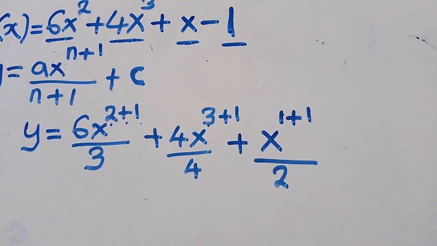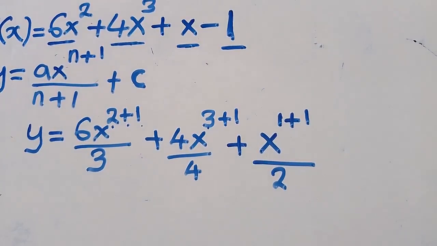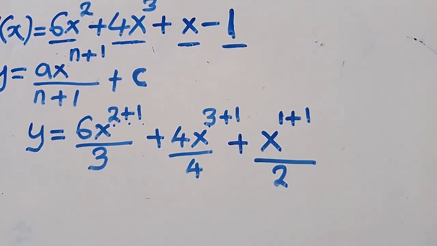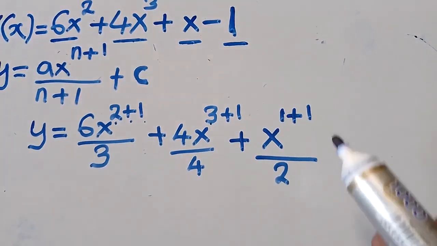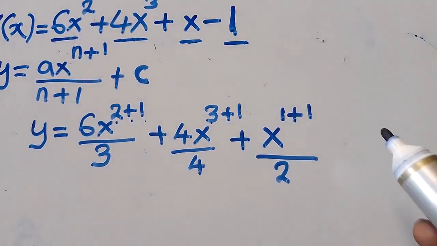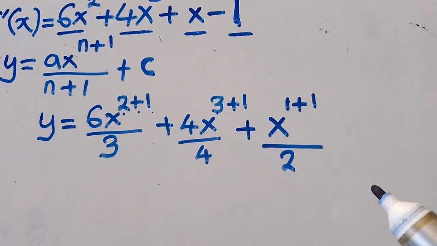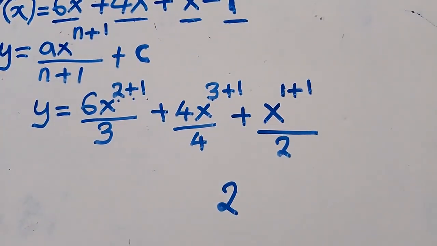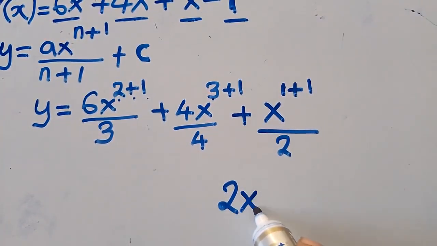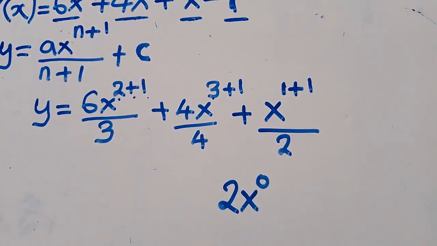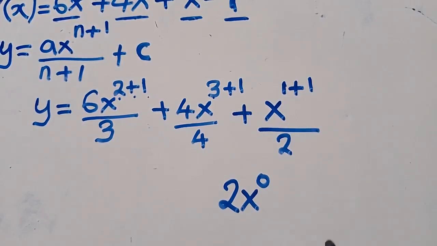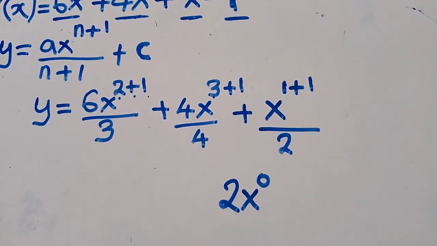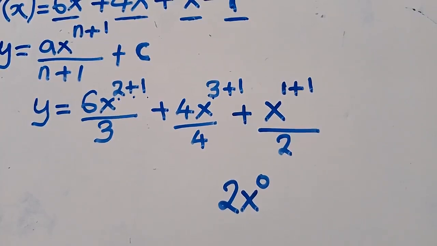So I want you to understand this. I don't know if you are able to follow what I'm trying to illustrate here. So then you go to this constant. This is a point that I want you to understand. When a number is written, just a 2, it means that this number has x raised to the power 0. When you are talking about indices, you know that any number raised to the power 0 is equal to 1. So any number raised to the power 0 is equal to 1.